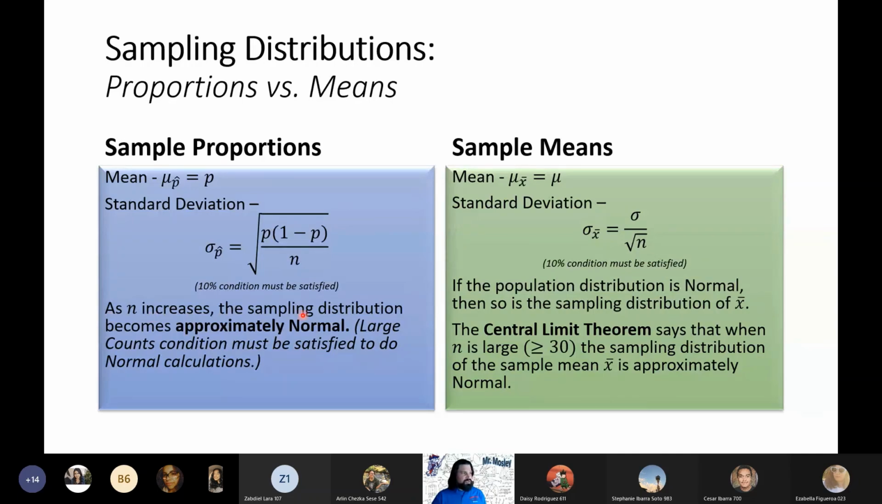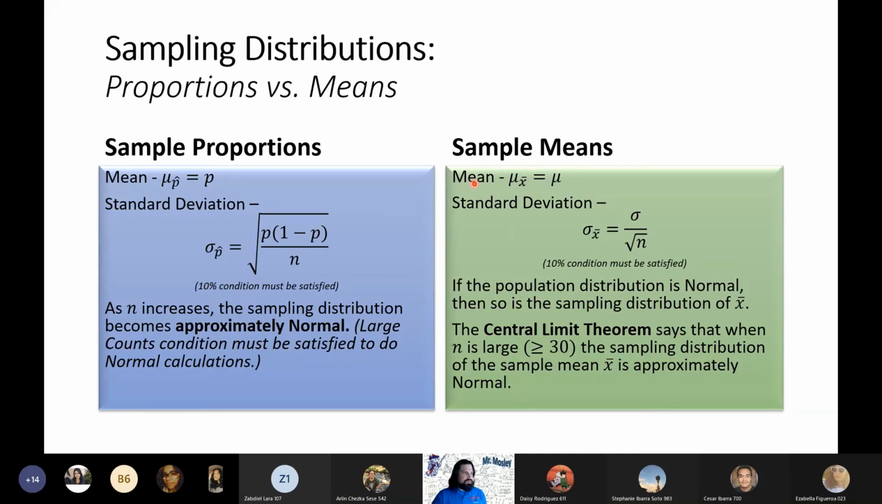And then as n increases, the sampling distribution becomes approximately normal. The large counts condition must be satisfied to do normal calculations. Now this large counts condition is not the same as the central limit theorem. Large counts is saying that there's at least 10 successes and at least 10 failures.